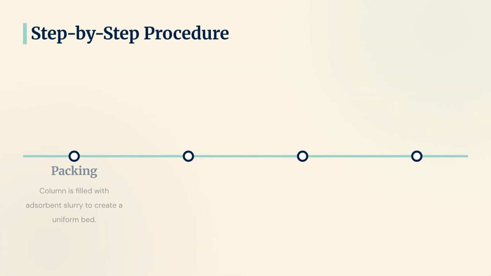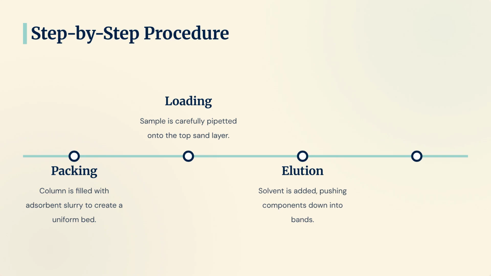Let's consolidate how this whole thing works in a practical sense. It's four basic steps. First, we pack the column. Think of this as preparing the racetrack with a uniform layer of our adsorbent. Secondly, we load our sample mixture, the runners, in a thin concentrated band right at the starting line.